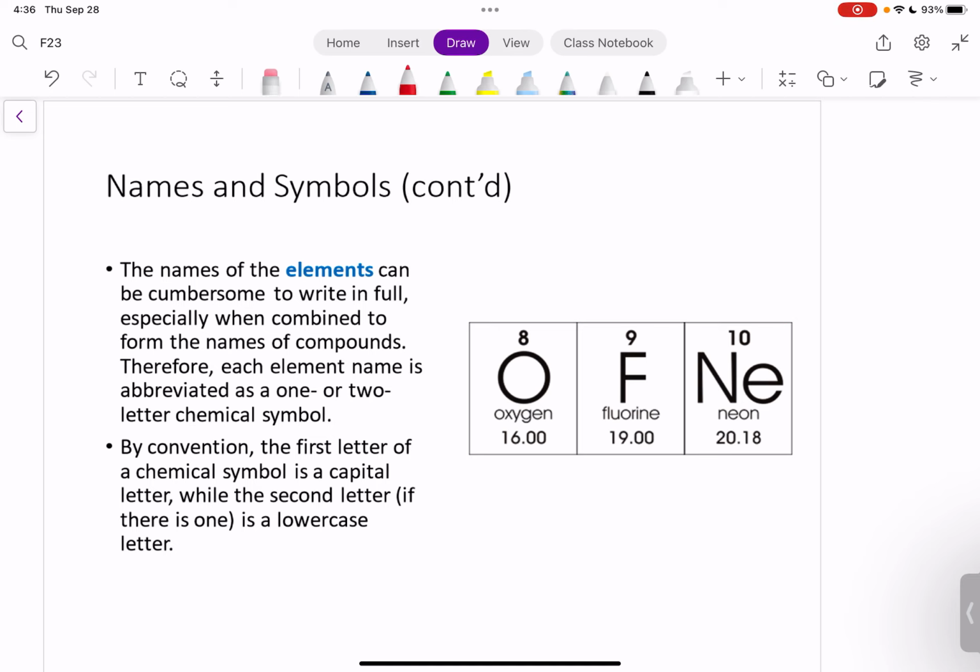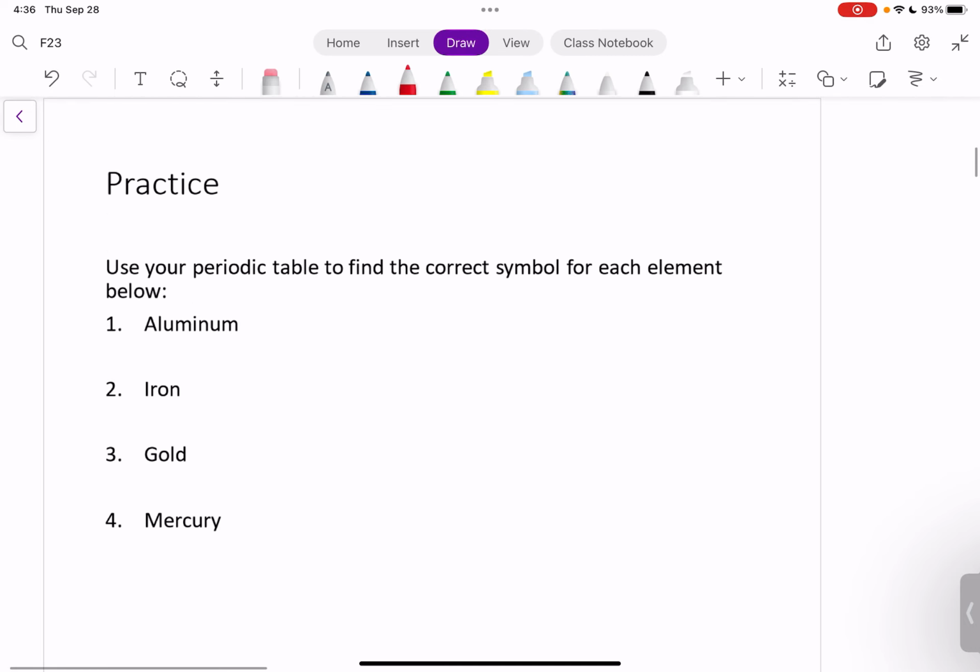All right, and this is really important, so I want you to try to get the hang of this. Let's go ahead and try this out. Use your periodic table to find the correct symbol for each element, and then come back and we'll discuss it. Aluminum here, what did you guys put for that? I got capital A, lowercase l. Iron is a little different. That's capital F, lowercase e.